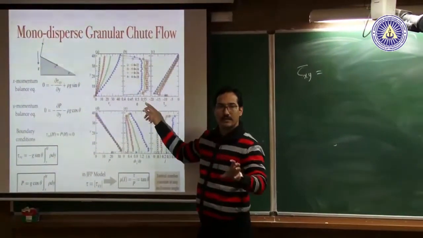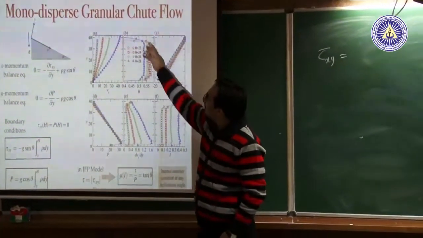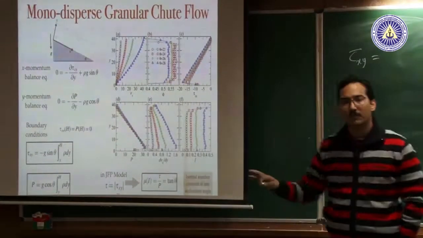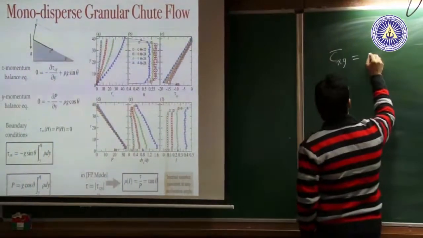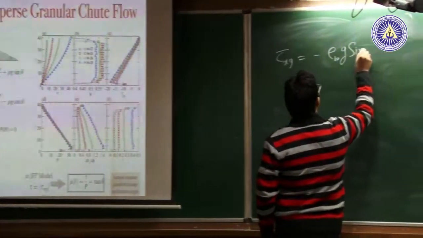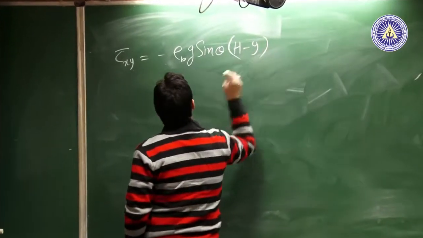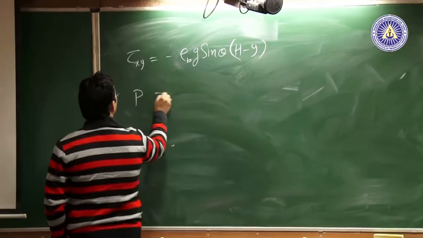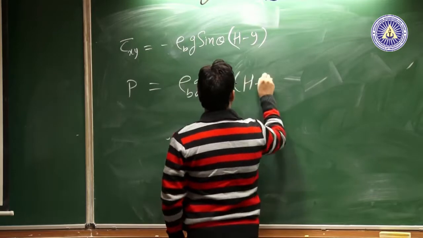My packing fraction, which in some sense is representative of density, seems to vary very little near the free surface and the base, but in most of the region it's constant. So I can assume that constant packing fraction or constant density is a good assumption. So this essentially comes out to be minus rho bulk g sin theta times (h minus y), and the minus sign is because of the way we have chosen our axis, and your pressure is going to be rho bulk g cos theta times (h minus y).